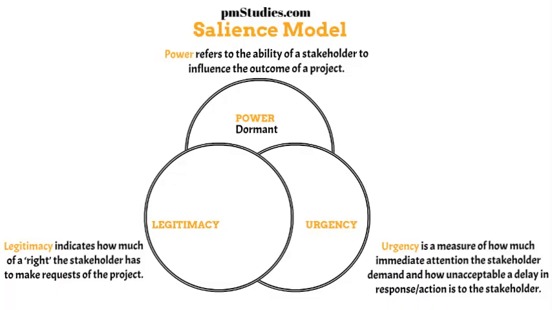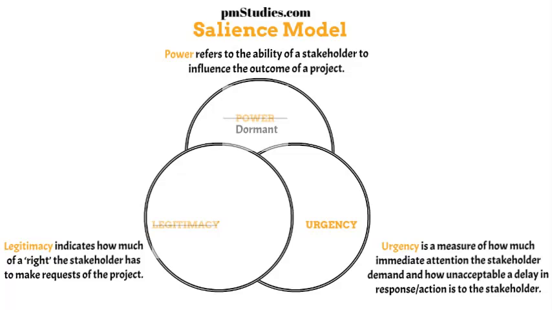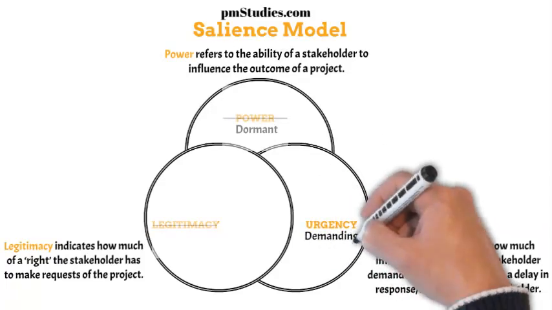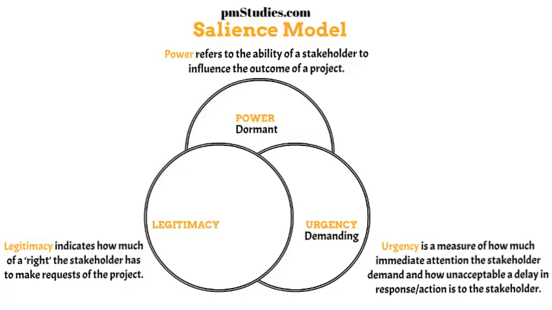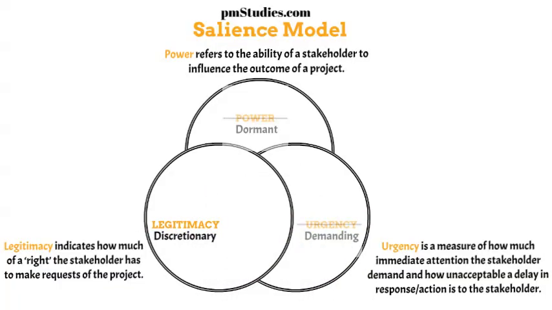When stakeholders have a level of urgency with little or no power and legitimacy, they will most probably want things to be addressed immediately, and therefore we can categorize them as demanding stakeholders. For stakeholders who have legitimacy with little or no power and urgency, they will most probably not exert much pressure on the project and therefore are categorized as discretionary stakeholders.